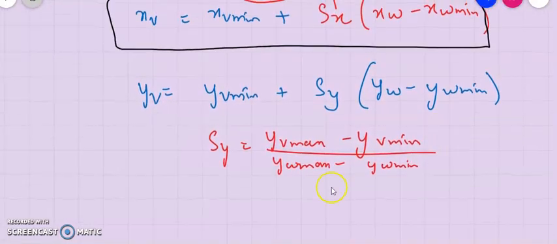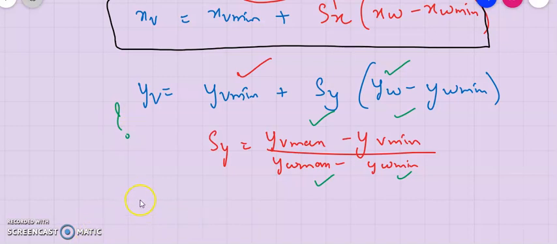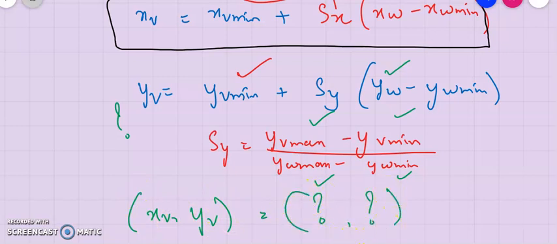So in this equation, what do you know and what don't you know? You know YV minimum, you know all the values of the viewport Y extents, you know YW. What you don't know is YV. This is what you are calculating. Once you solve this, you will surely get your final values of XV and YV. So this is why we are using this. We quickly see a numerical on this.